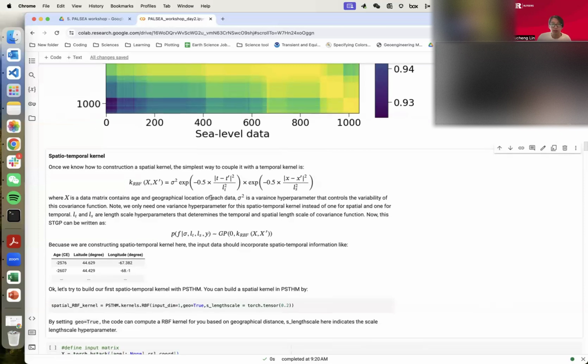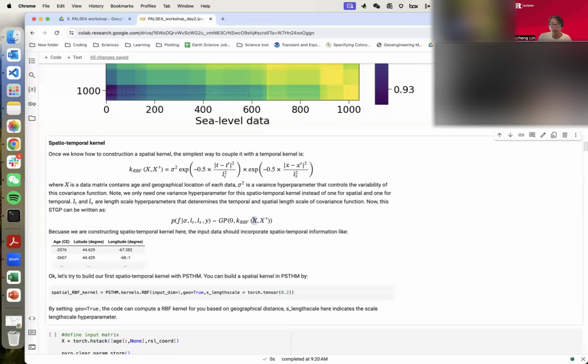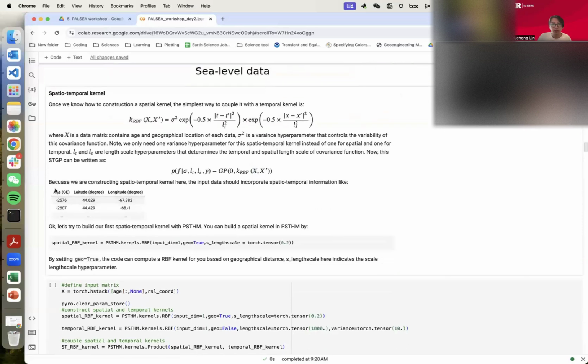Okay, so if we are talking about spatial temporal, we use big X here. So the input now is time and space, right? So the input structure is 3 columns. The first column is time. The second column is latitude. The third column is longitude, and the latitude and longitude are in decimal degrees.